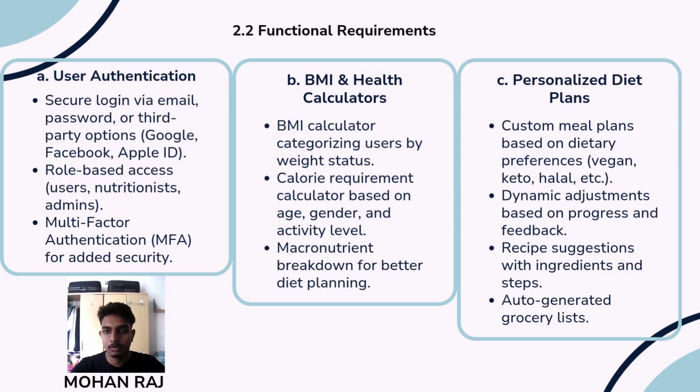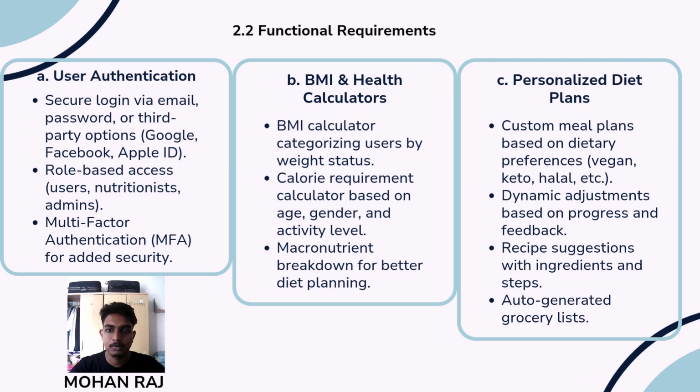So the next one, I will be presenting about the functional requirements. User authentication. The first one is secure login via email, password, or third-party options like Google, Facebook, or Apple ID. The second one is role-based access for user, nutritionist, and admin. And the third one is multi-factor authentication (MFA) for some added security.